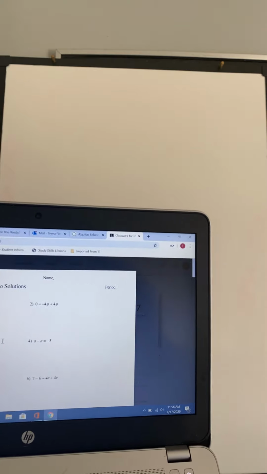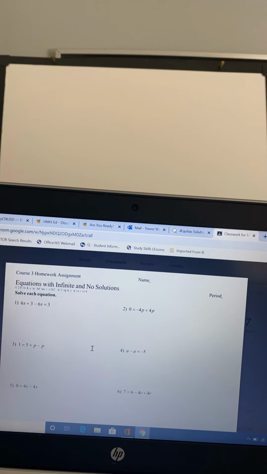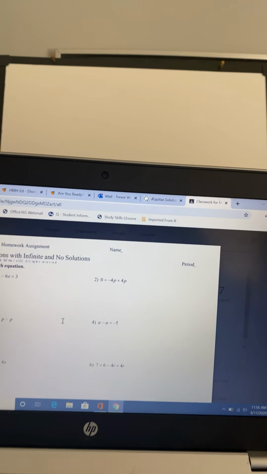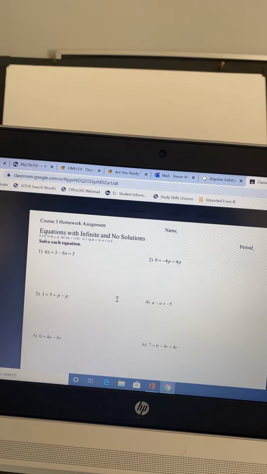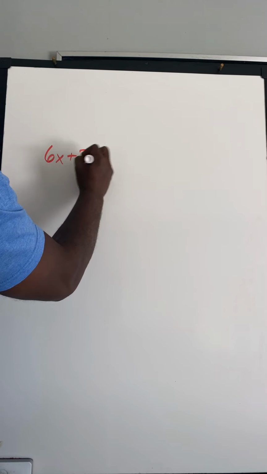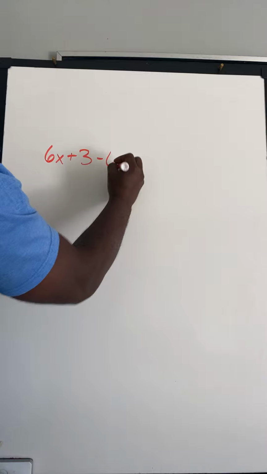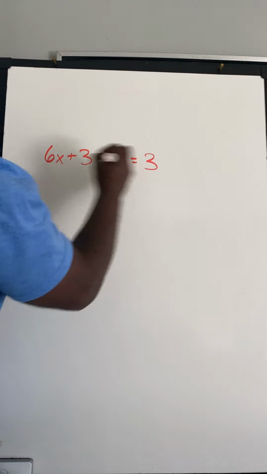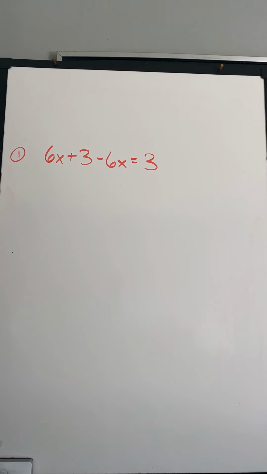So assignment 1, which happened to be both 1 and 2. Let's do this one first. Okay, so it's this one right here. Equations with infinite and no solutions. So I'm going to work through these problems and you guys check your work, see how you did, okay? This is which one we're talking about right now. All right. Let's see. The first one is 6x plus 3 minus 6x equals 3. So this was number 1 on that assignment, okay?